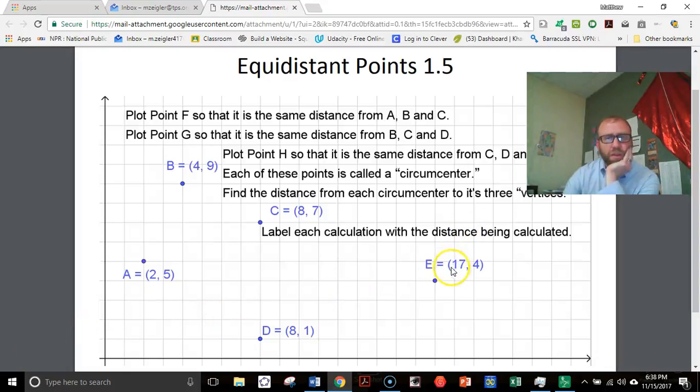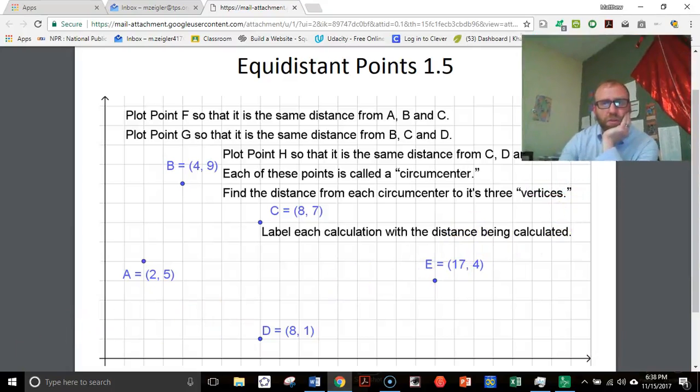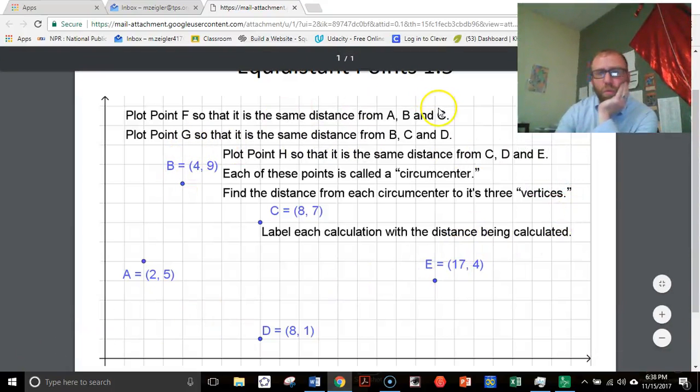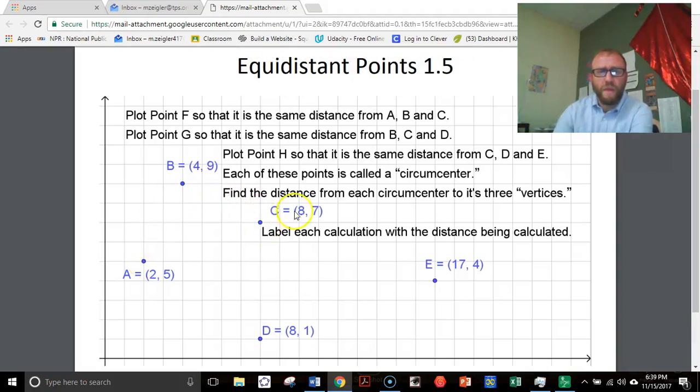Let's take a look here. We have equidistant points, 1.5, I'm going to call it. So your job here is to first plot point F, so it's the same distance from A, B, and C. So there's a point F that's the same distance from A as it is from B, as it is from C. So if I were at this point F, which I'll give you a hint, somewhere in here, it would be the same amount of travel for me to go from F to A, or from F to B, or F to C. So it's, in a sense, in the middle of those 3 points.